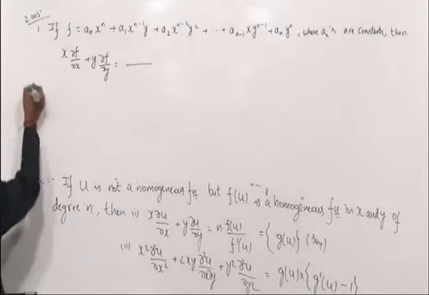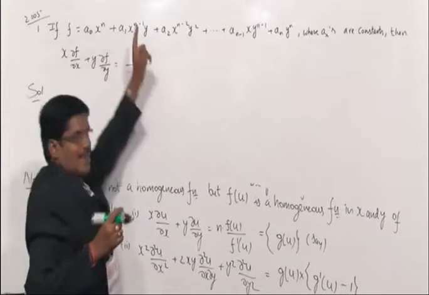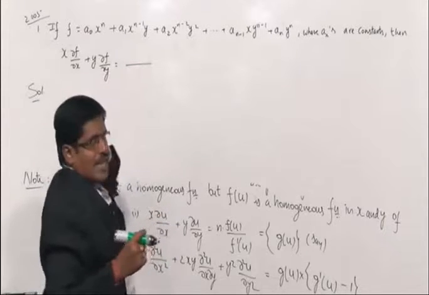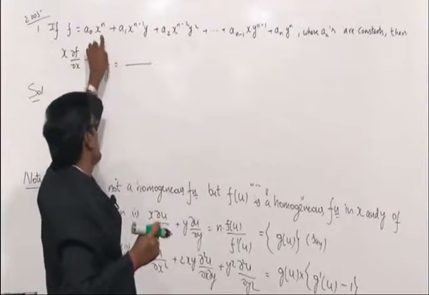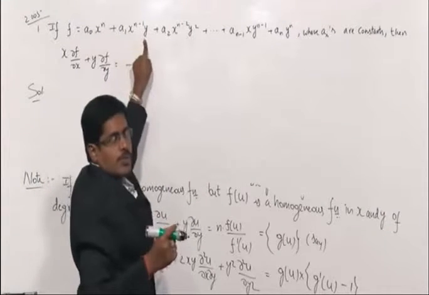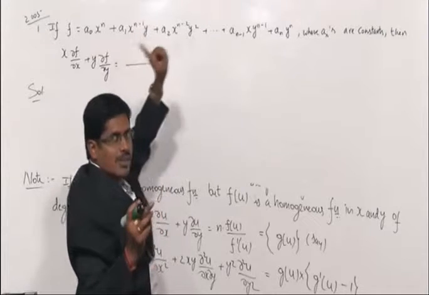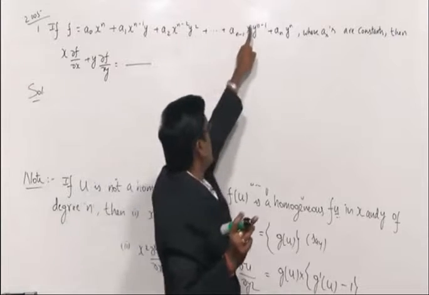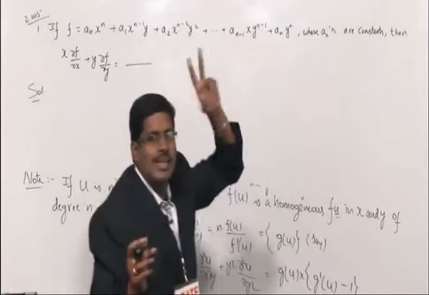Say solution. Now from the first term onwards, calculate the degree of each term, whether it is the same or not, then only it is called homogeneous. The degree of x raised to n is n. This is a product of two variables, so add the powers, add the exponents. n minus 1 plus 1, total degree n. n minus 2 plus 2, degree is n. 1 plus n minus 1, degree n. This is n. So each is of the same degree n.